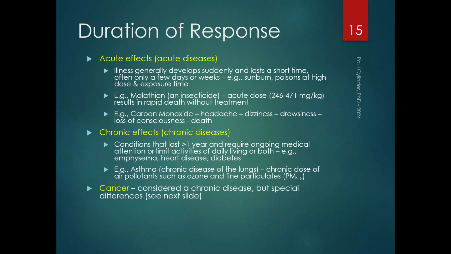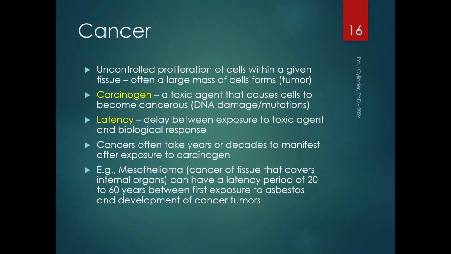Now, there's a third category, or I call it a third category, but cancers are considered chronic diseases, but there's a special difference, and I'm going to talk about that right now. Well, first, what is a cancer? When there's damage to DNA in cells, in many different tissues in your body, it can happen. But where the cells change to a condition in which there's uncontrolled division, uncontrolled proliferation of cells within a given tissue, that's a cancer.